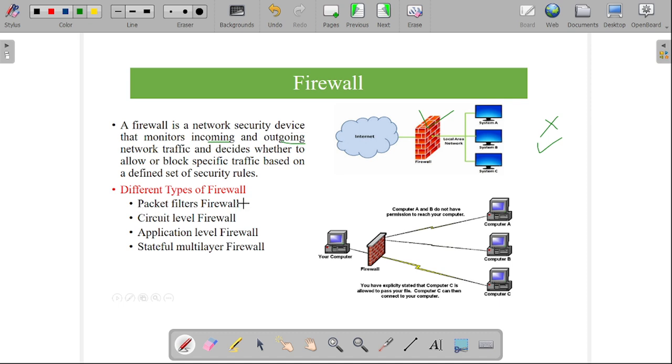First one is packet filter firewall, then circuit level firewall, application level firewall, and stateful multi-layer firewall. We will see each and every type in the next lecture.